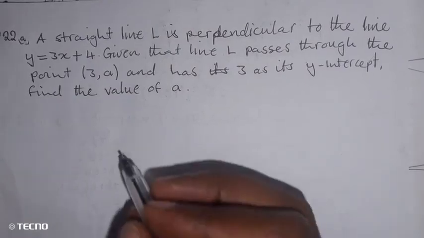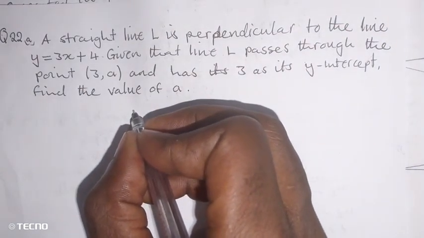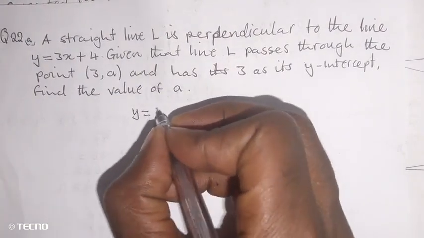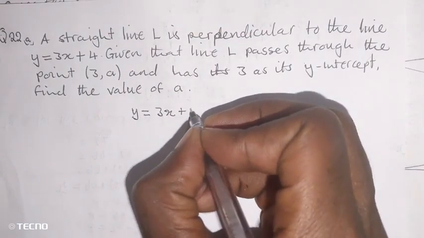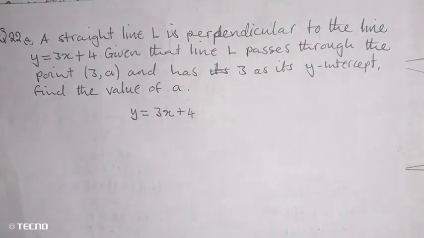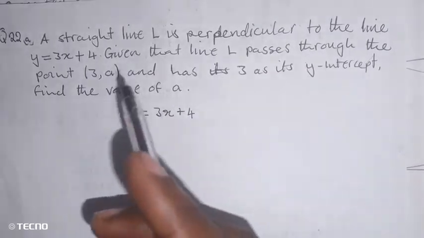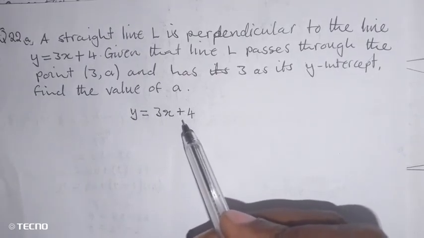So here we have this line, y is equal to 3x plus 4. Okay, so line L is perpendicular to this line. A line L is perpendicular to the line. So now this line is perpendicular to line what?